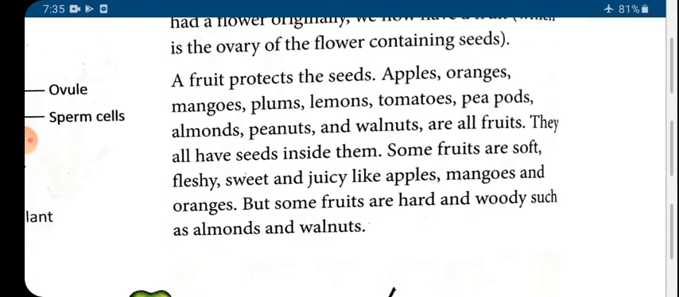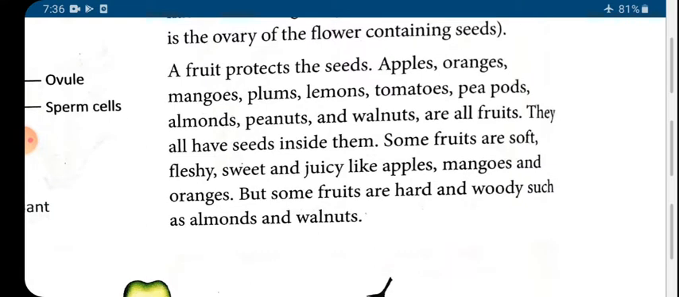Now, a fruit protects the seeds. Apples, oranges, mangoes, plums, lemons, tomatoes, pea pods, almonds, peanuts, and walnuts are all fruits. They all have seeds inside them. Some fruits are soft, fleshy, sweet and juicy like apples, mangoes, and oranges. But some fruits are hard and woody, such as almonds and walnuts.